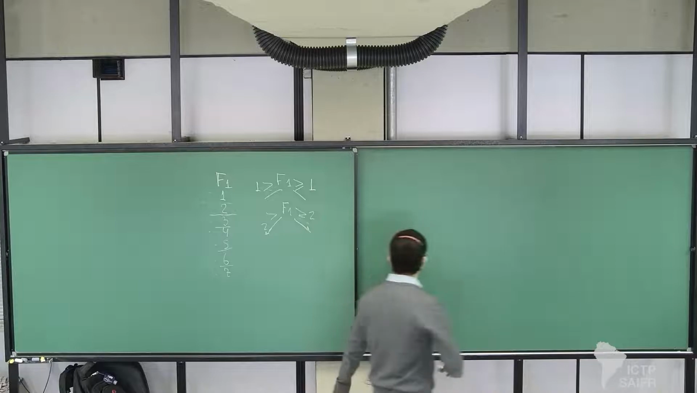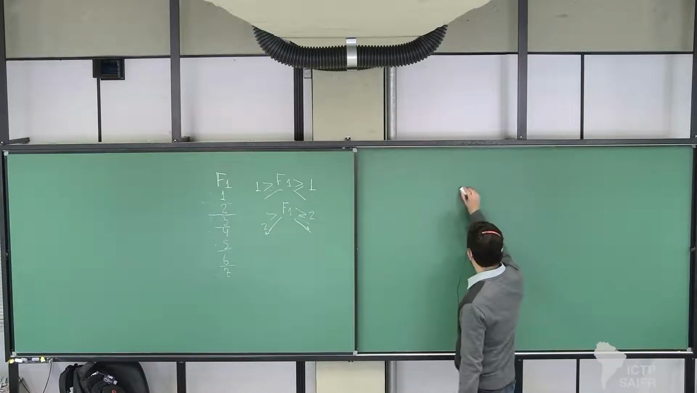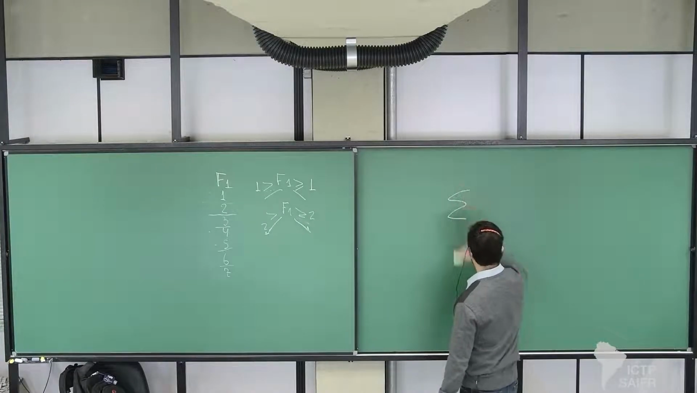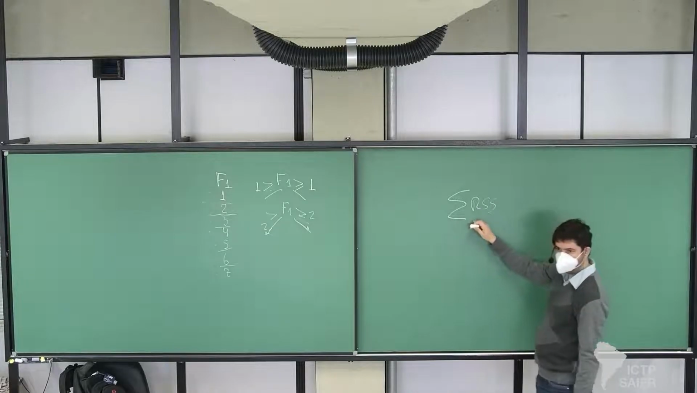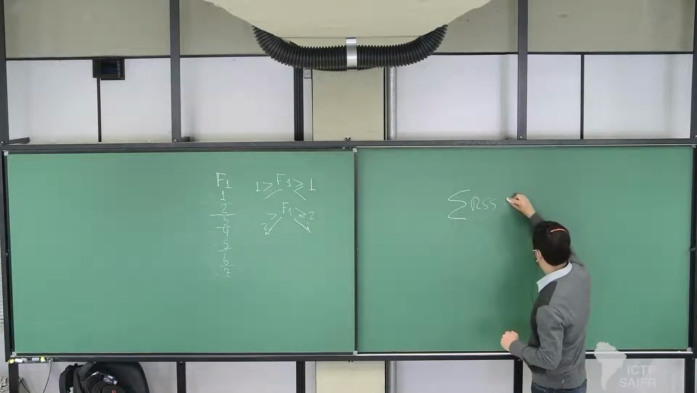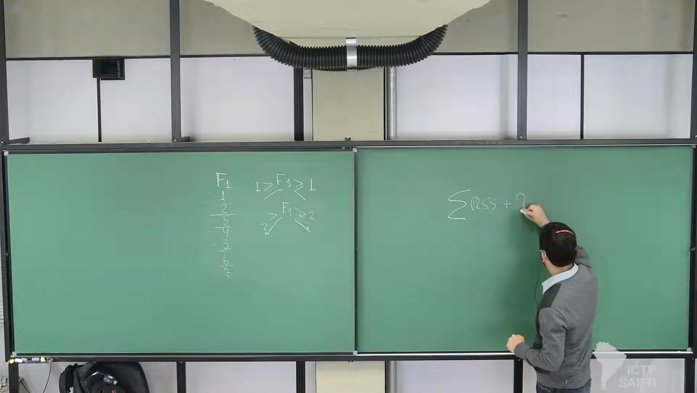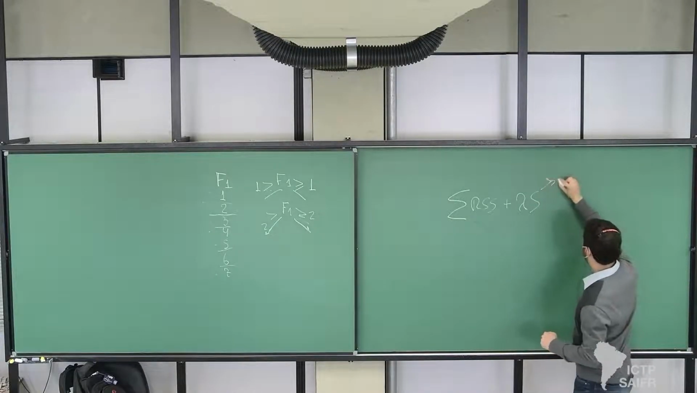Let's see if I remember. I can have here a summation of the error in each leaf, and I can add to this a given factor multiplied by the number of splits. These are the splits.